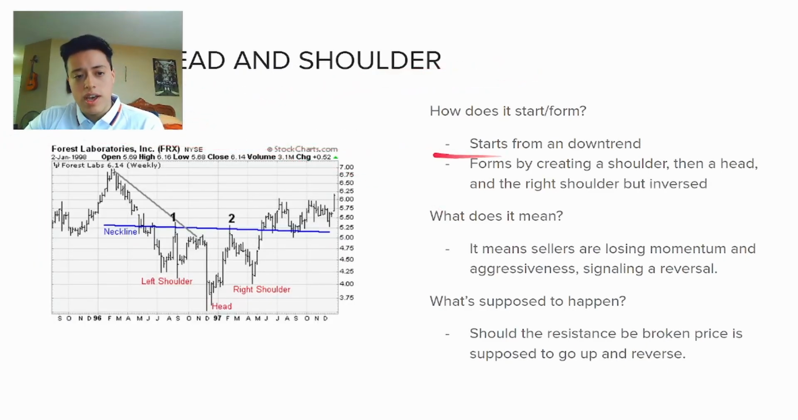So this is an inverse head and shoulders. Same thing. Starts from a downtrend, and it forms by creating the left shoulder, head, and right shoulder, but it's inversed. It essentially means that sellers are losing momentum and aggressiveness, and it signals a reversal. Should the resistance line be broken, price is supposed to go up and reverse. So, like I said, it's the same thing.